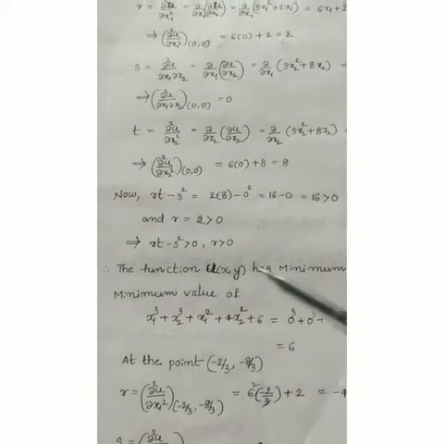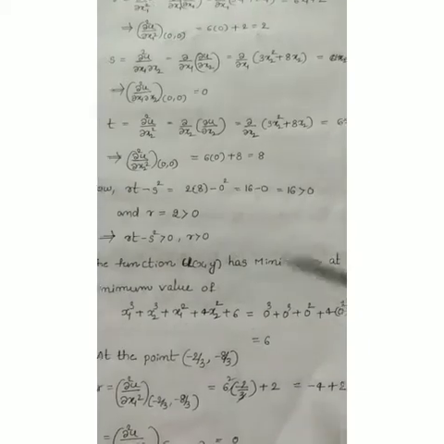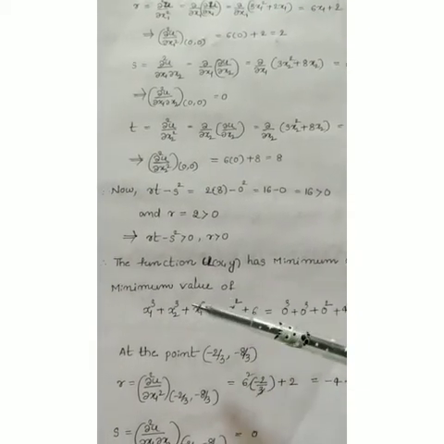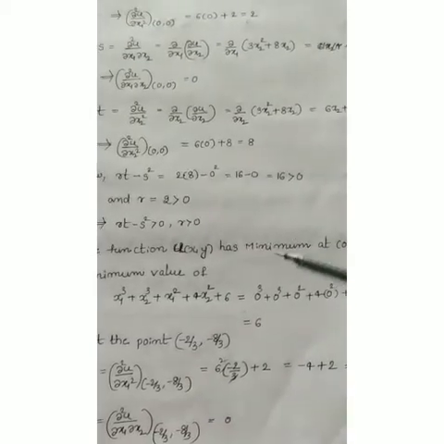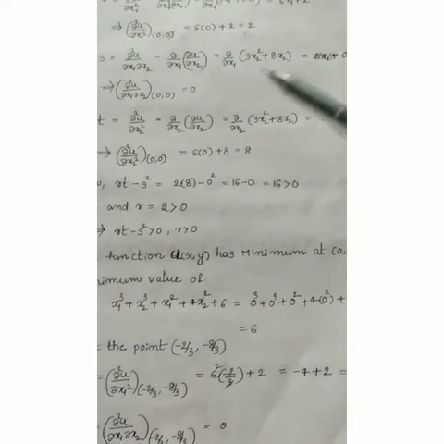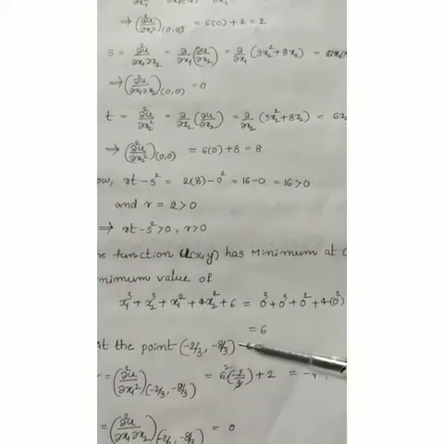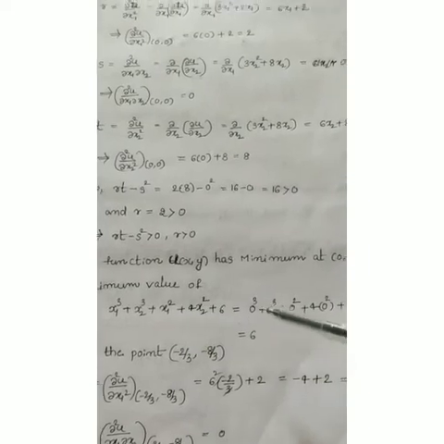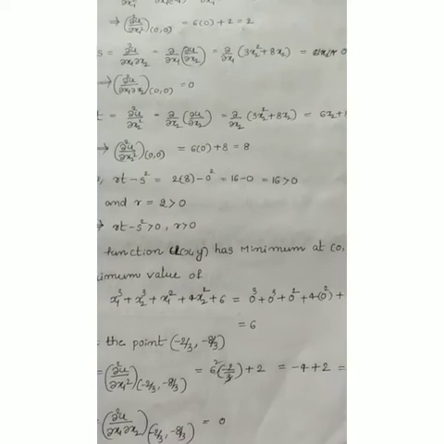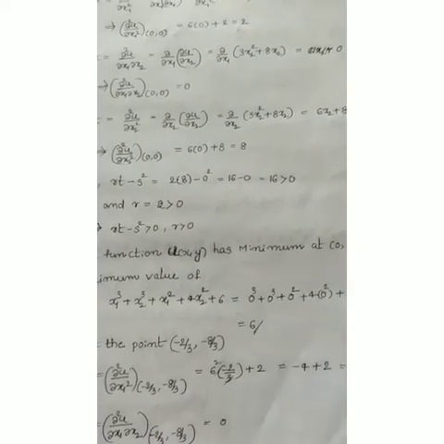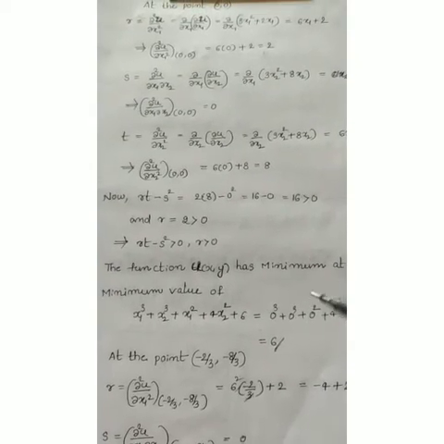So the given function f of (x, y) has a minimum at the point (0, 0), and we have to find the minimum value also. So substituting this (0, 0) in that function, x1³ + x2³ + x1² + 4x2² + 6, all x1 0, x2 0, so that is 6. So at the point (0, 0), the given function u of (x, y) has a minimum value, and that value is 6.